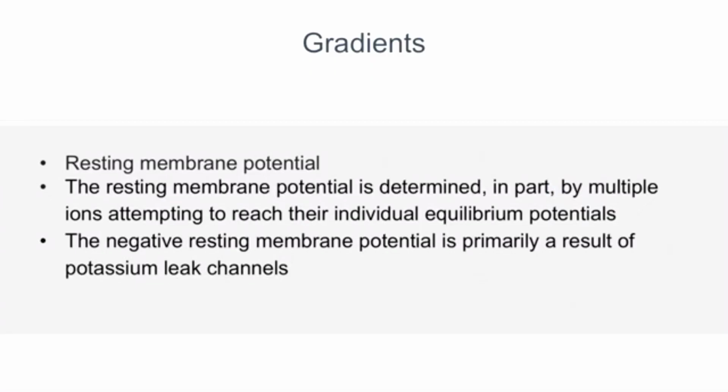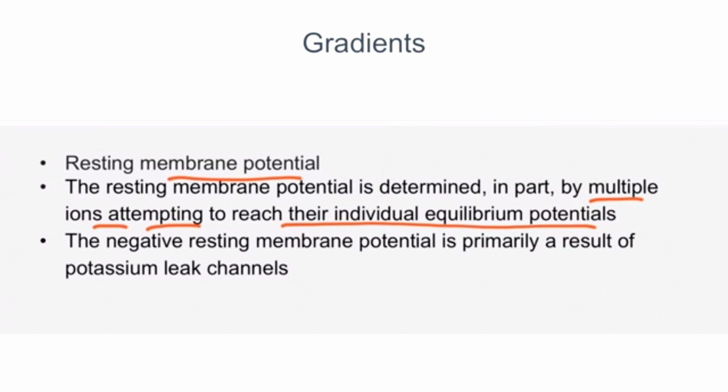Okay, we just went through a hypothetical example of a cell that's only permeable to sodium and determined the equilibrium potential. In reality, the cell membrane is permeable to many ions, so many equilibrium potentials have to be considered. This brings us to the next topic, resting membrane potentials. A resting membrane potential is similar to an equilibrium potential, but it's determined in part by all of the various ions trying to reach their individual equilibrium potentials. So multiple ions attempting to reach their individual equilibrium potentials.